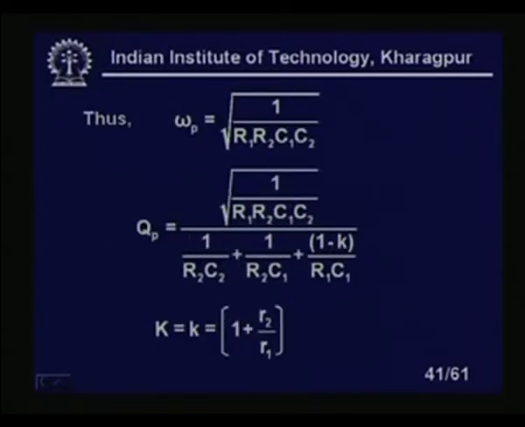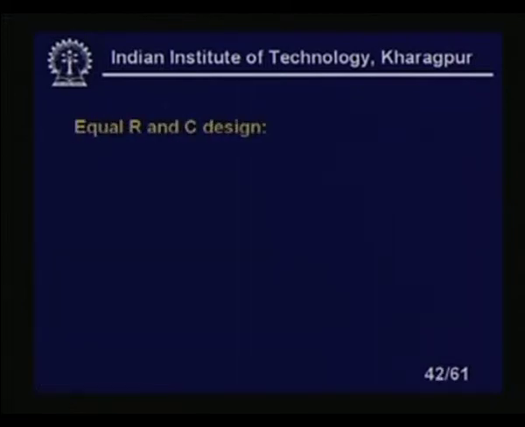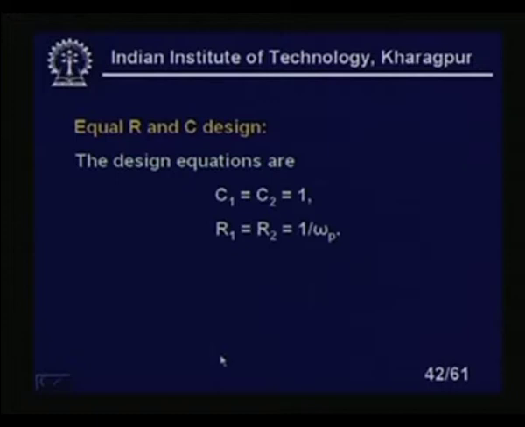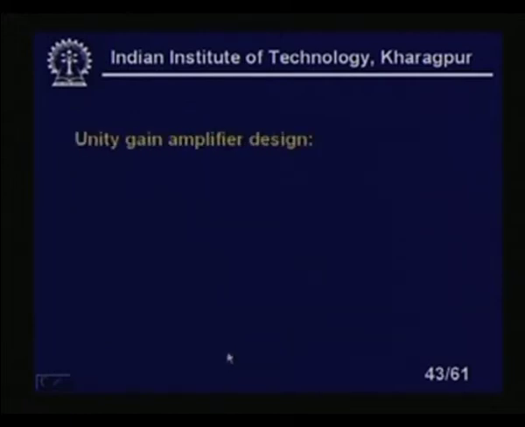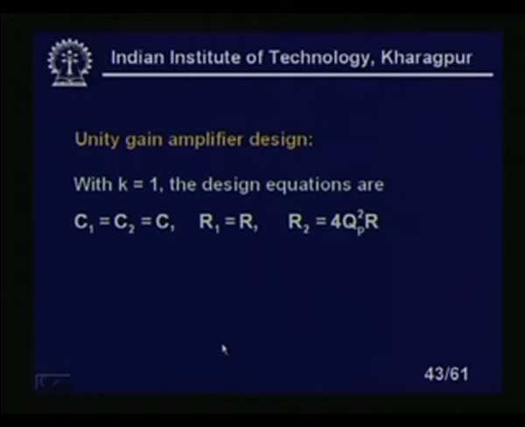Yes, capital K equal to small k equal to 1 plus R2 by R1. Equal R equal C design here also: the design equations are C1 equal to C2 equal to 1, R1 equal to R2 equal to 1 upon omega p, small k equal to 3 minus 1 upon QP. Same as the low pass, the unity gain amplifier design you have also done for the low pass, where k equal to 1, that means unity gain amplifier design.